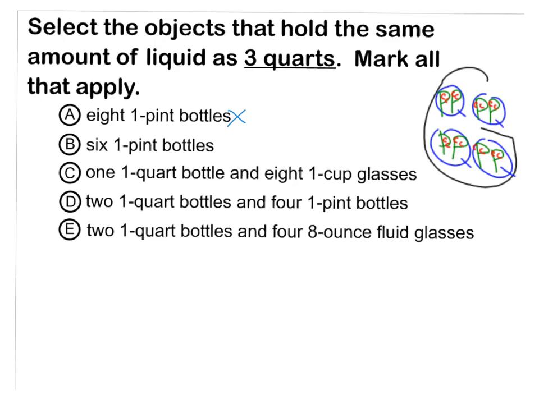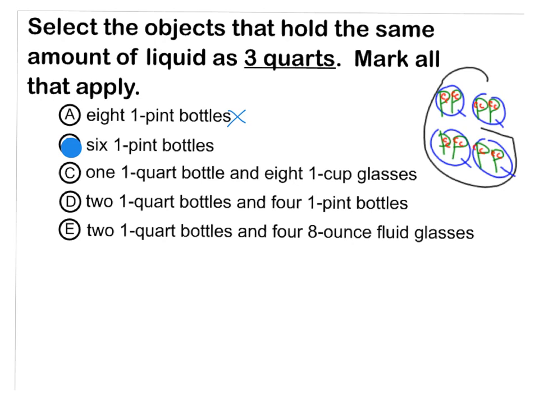But I do know letter B says 6 1-pint bottles. And if you look over here, I have 2, 4, 6 1-pint bottles. And that fills up 3 quarts. So I would know that B would be a correct statement.